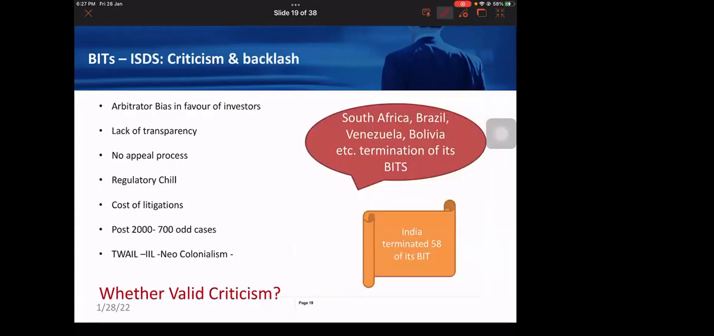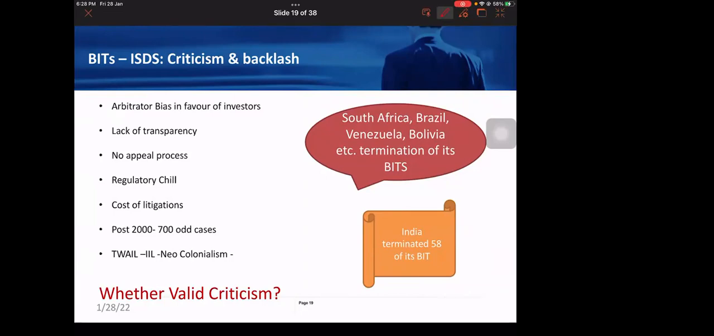Now, very quickly, what are the criticism and backlash ISDS had? The criticism largely came from civil society groups in developing countries that many of the arbitration judgments were in favor of investors. And again, the rhetoric that it was neo-colonialism, all these arbitrators were Westerners, and they went in favor of developed economies, the capital exporting, so therefore investors were favored over the state.